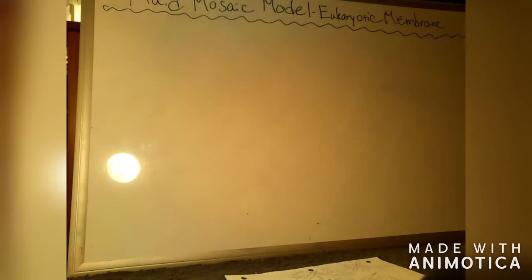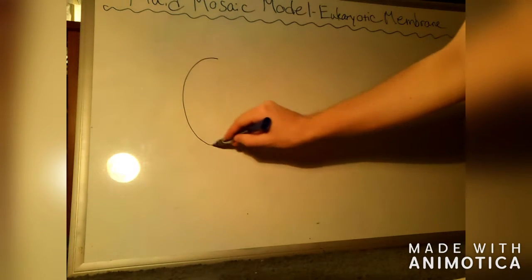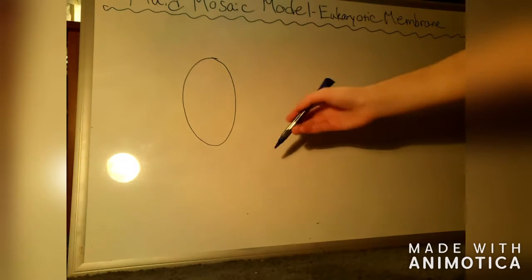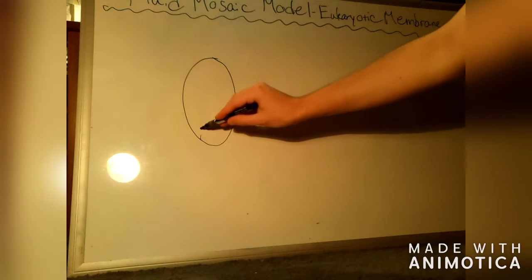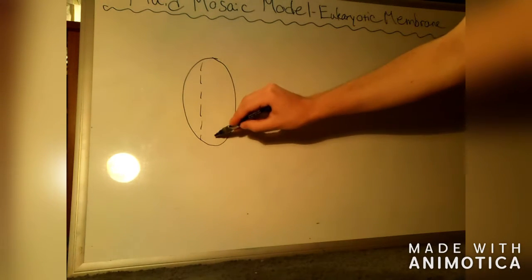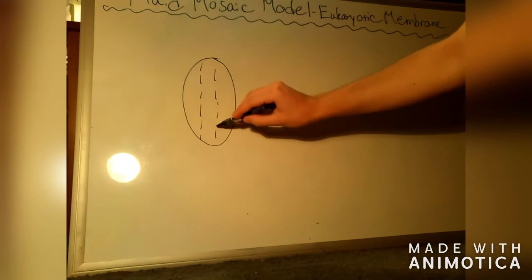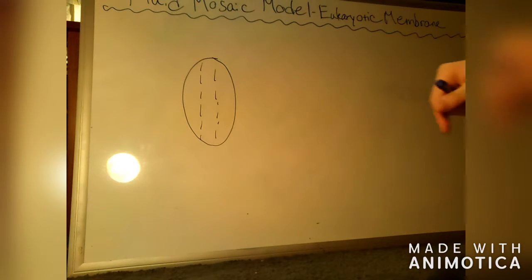So starting off, we are going to draw the channel protein. So that is our channel protein. And the channel protein has a pathway. And you're going to draw that pathway just like that. So we got a pathway right there.